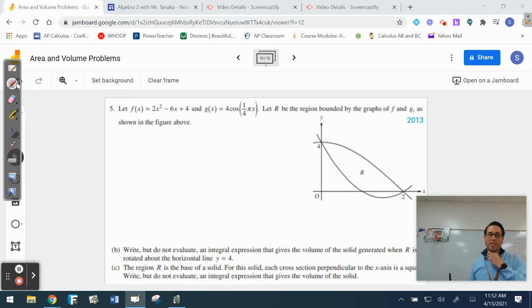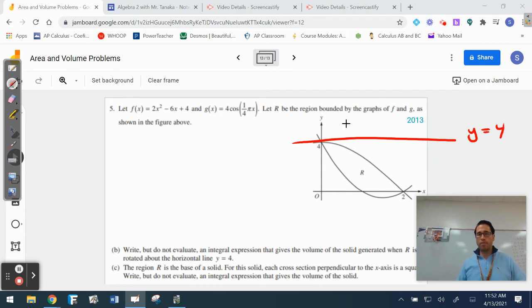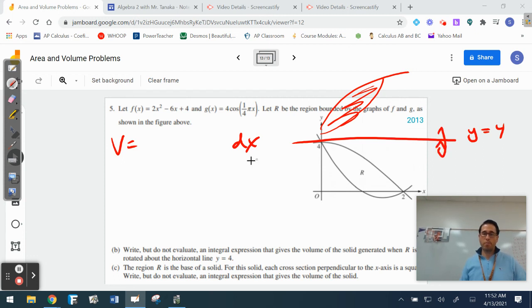An integral expression that gives a volume if we rotate it about y equals 4. Y equals 4, right? This is very similar to two of them we did already. This is going to be a washer. And it's a dx again, right? Because we're rotating it about y equals 4. It's perpendicular to the x-axis. So I'm going to go from 0 to 2, but it's capital R squared minus little r squared.